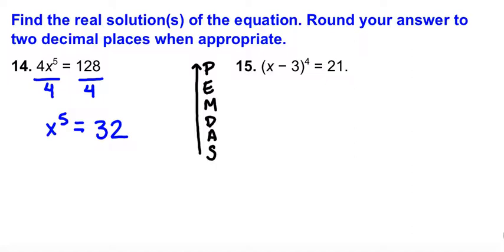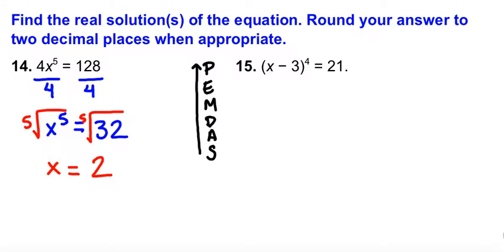Okay, next I need to get rid of my power. Well, the opposite of a 5th power is a 5th root. Why? Because the opposite of a square is a square root. So we're going to take the 5th root of both sides. So we get x equals the 5th root of 32, which on my exponent table it says it's 2. 2 to the 5th gives me 32. Now, I do not need a positive and a negative in front of that 2 because we did not take an even root. If it's an odd root, it's whatever the sign of the number is.